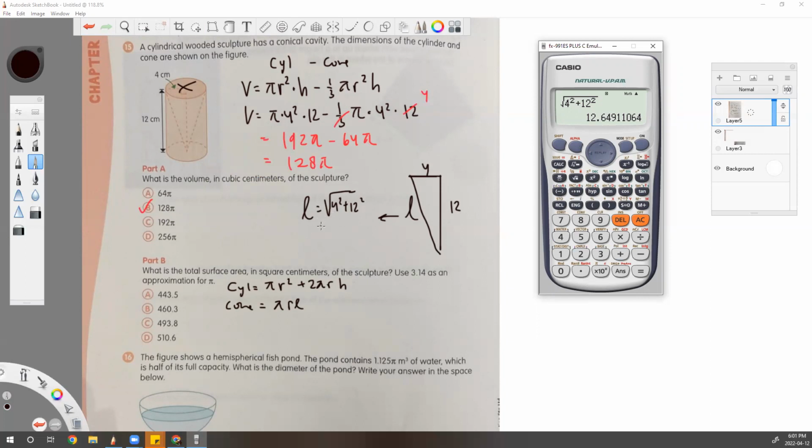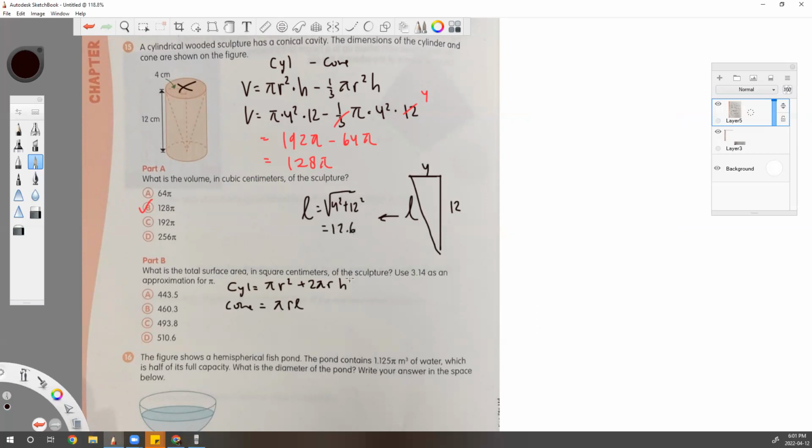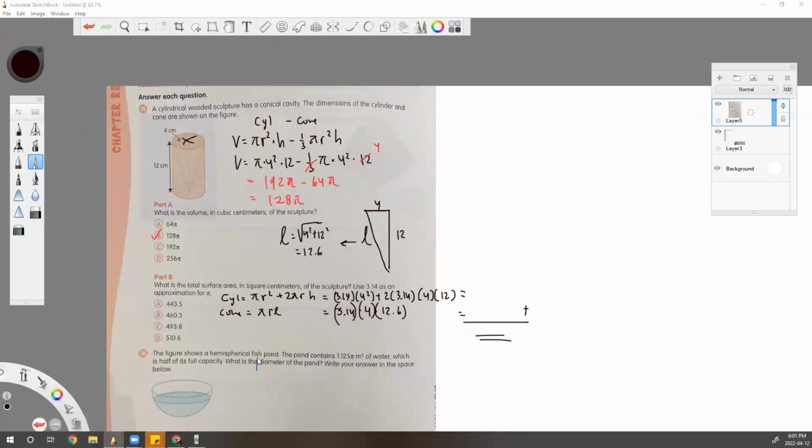One more number after this. 12.6. So we calculated pi 3.14 times r times 12.6. Okay, do the bracket. And then on top, 3.14 times 4 square plus 2 times 3.14 times 4 times the height, which is 12. So you can calculate by yourself and you get a number, and then you add the numbers and you get something. It's either A, B, C, D. Up to you. Yeah, you can do it on your own.